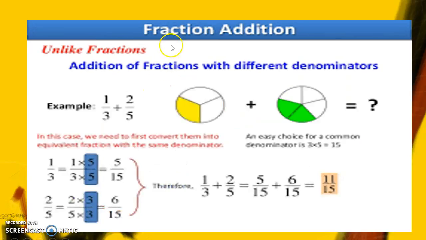Here is an example of fraction addition. 1 over 3 plus 2 over 5. First, we have to make the denominators the same. So 1 over 3 must be multiplied by 5. So we get 5 over 15. 2 over 5 multiplied by 3, we get 6 over 15. Therefore, 1 over 3 plus 2 over 5 equals 5 over 15 plus 6 over 15. So here we get 11 over 15.